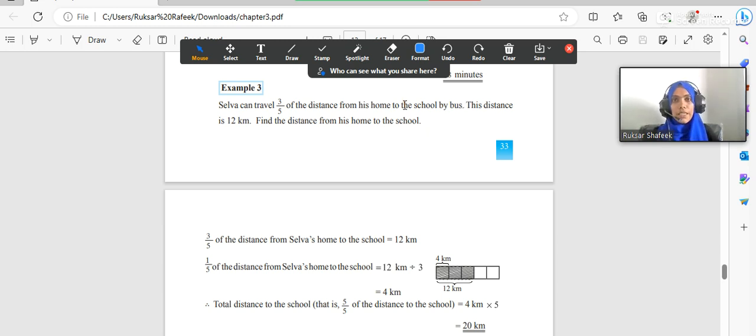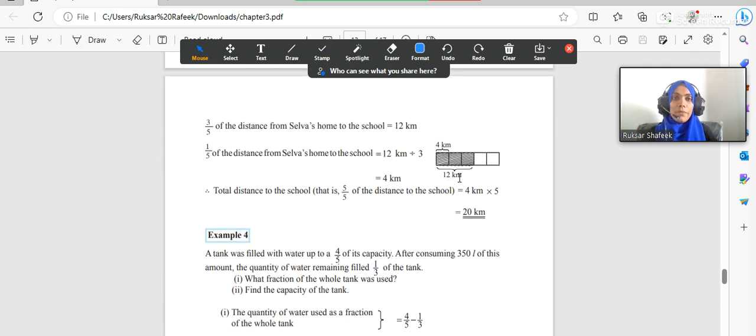There, we are not sure, but that definitely is there in the distance there. So we multiply 4 by 5 this time. Now why 5? Because the total distance is what they are asking. So 4 times 5 is 20 kilometers. So that's how you get the answer. The total distance is 20 kilometers.